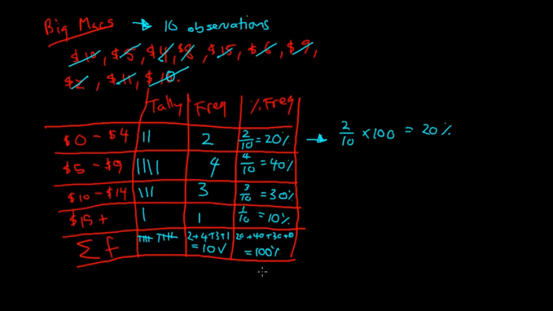So if in the exam you've got anything different to 100%, it just means you've got a calculation error. Don't panic, just go back through your data set and find out where it is. So that's constructing a data table.